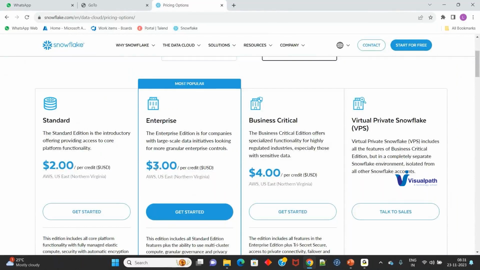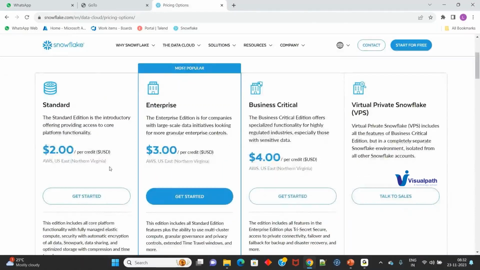If it is the enterprise edition, for the same one credit, we have to pay $3. Again, for the same one credit, $4 in business critical. If it is VPS, again it will differ. It will be decided by the Snowflake company sales team only. We cannot have a fixed value there, but for the other editions the value is fixed. This is for computation, whatever $2, $3, $4, it's for the query processing layer. Whatever the size, it again differs. So the basic things are these values.